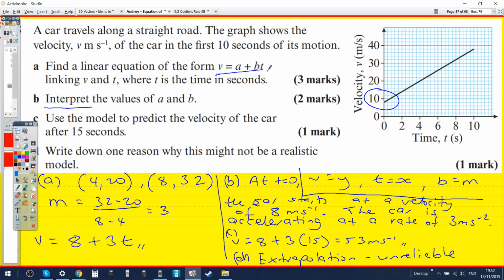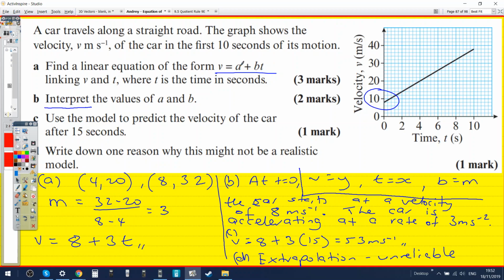Yes, so for this one, v equals a plus bt. And so for modeling, instead of mx plus c, it's like c plus mx. And they swap m with b and c with a, just kind of a convention.